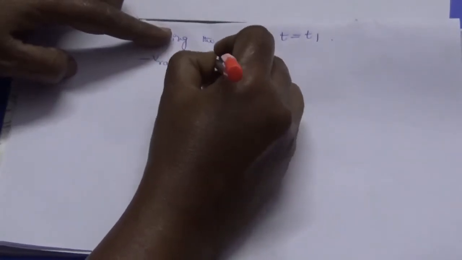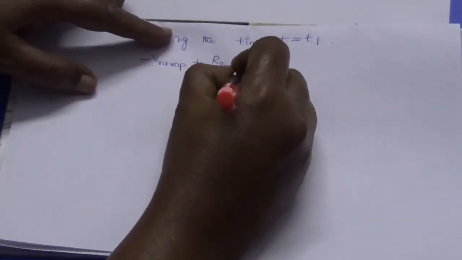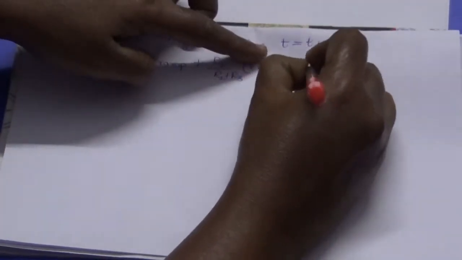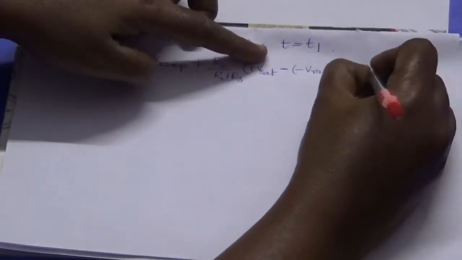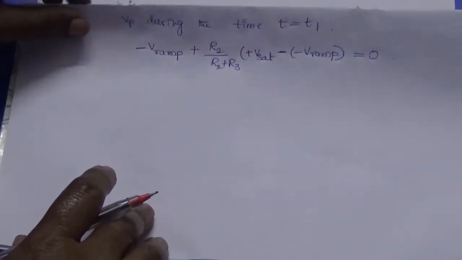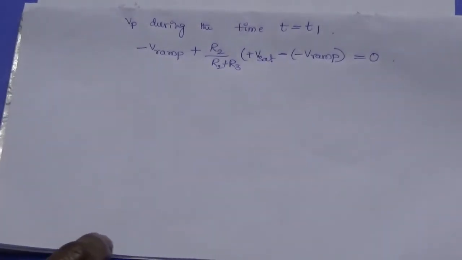plus R2 by R2 plus R3 into plus Vsat minus of minus V ramp, and this will be equal to 0. Nearly 0 we assumed, nearly 0. Now let me explain this again. What did we assume here?